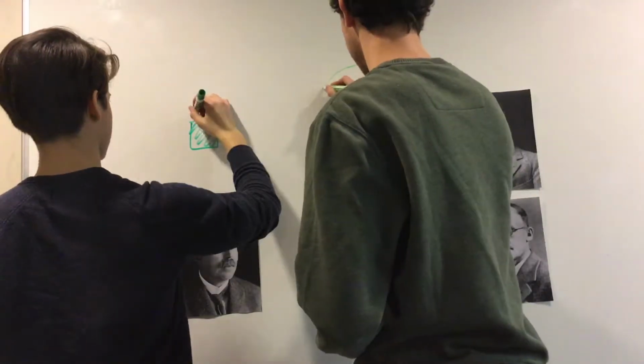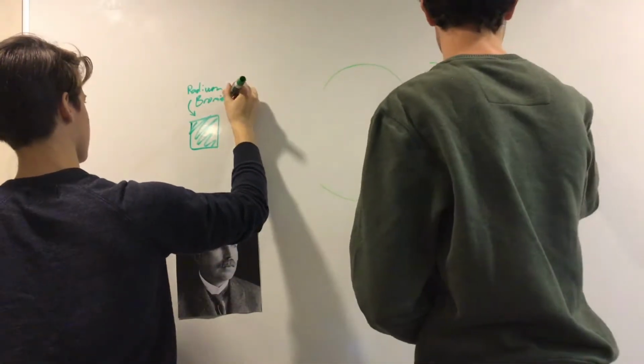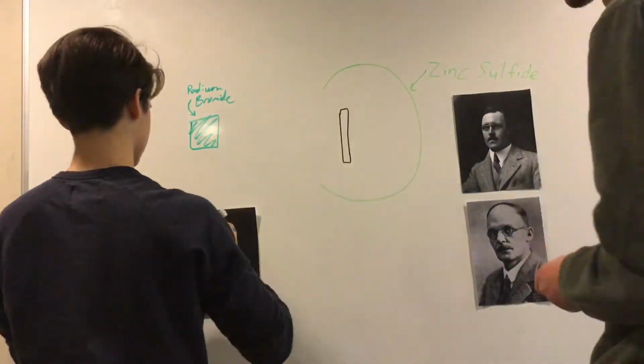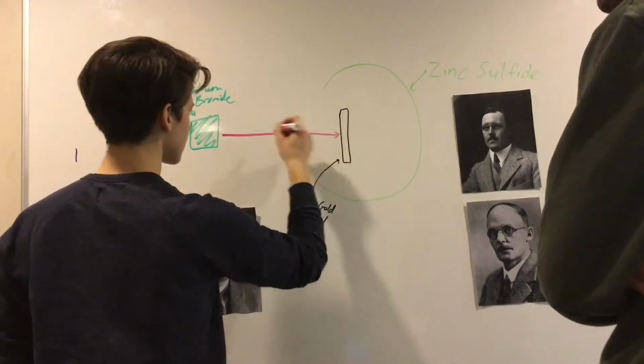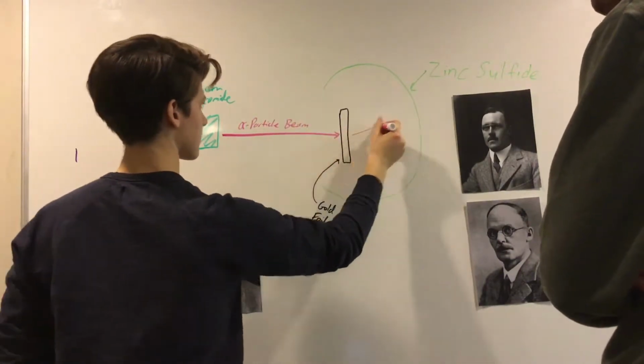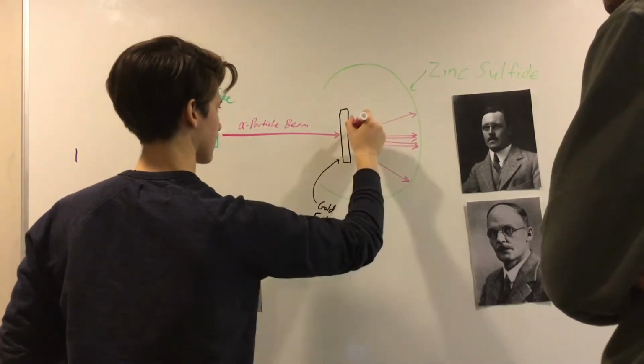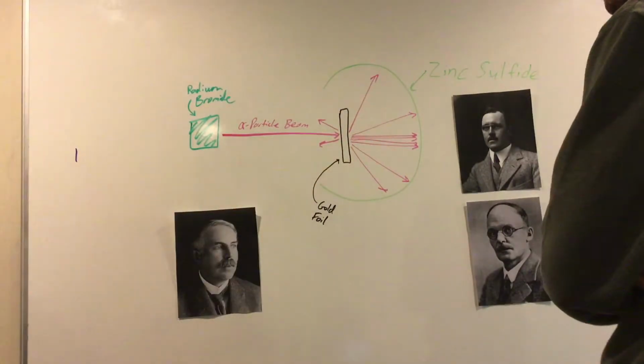The main experiment consisted of aiming a beam of alpha particles at a sheet coated in zinc sulfide, with a thin metal sheet placed in between. When an alpha particle impacted the zinc sulfide, a brief flash of light was produced. This allowed the physicists to track the number and location of any alpha particles passing through the metal sheet.